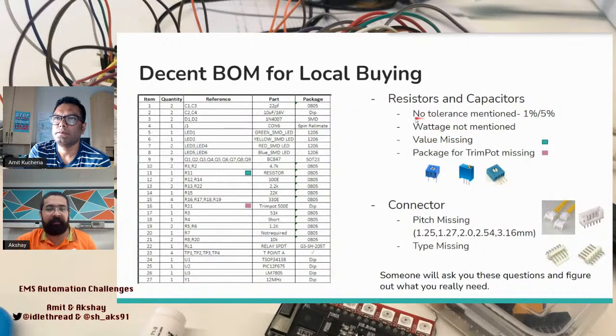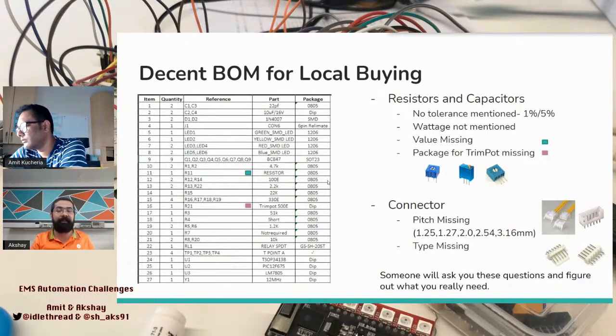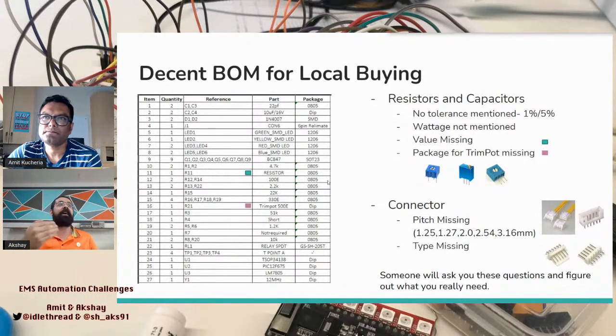So we have no tolerances, no wattage, there are values missing, and there are packages missing. So I cannot identify if this person wanted a resistor of, let's say, 100 ohms of 0805 package, but he did not tell me if he wanted 1%, 5%, or 0.5%. Now the question comes, if you're going to a local shop, he will ask you this question.